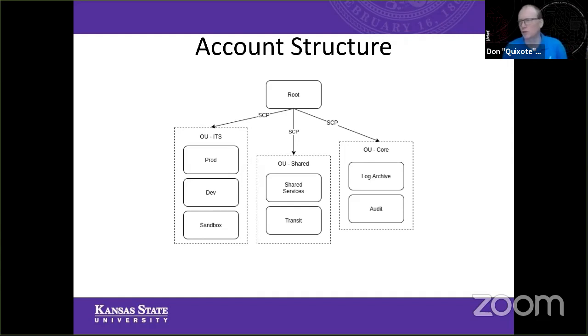And then the core OU is more restrictive. This is where our auditing and security log archives and whatnot go. And that's mostly setting things to be kind of read-only, so that we can't go in and be destructive there, because we want those things to be immutable. The reason for separating all these accounts is one of blast radius, and I'll talk about that later.